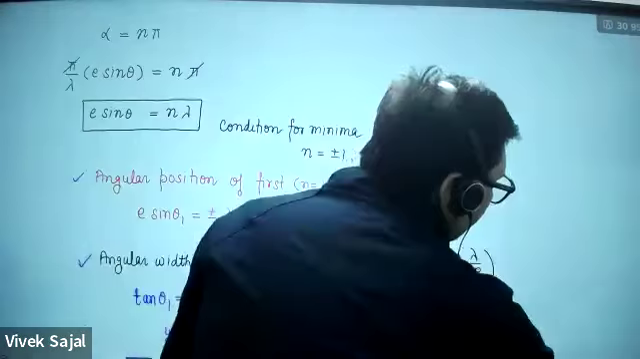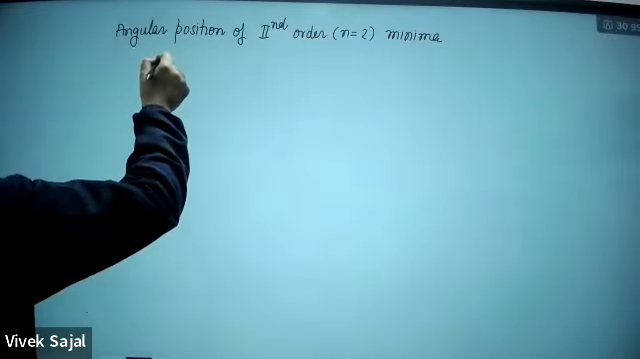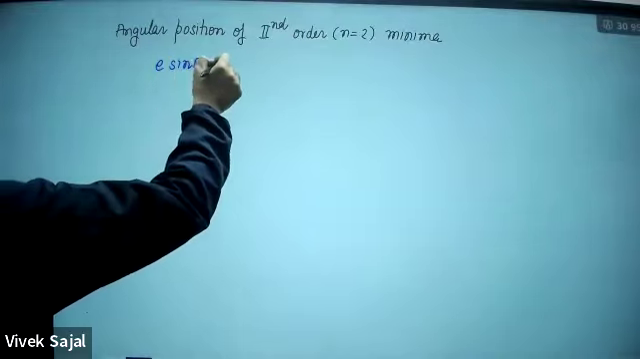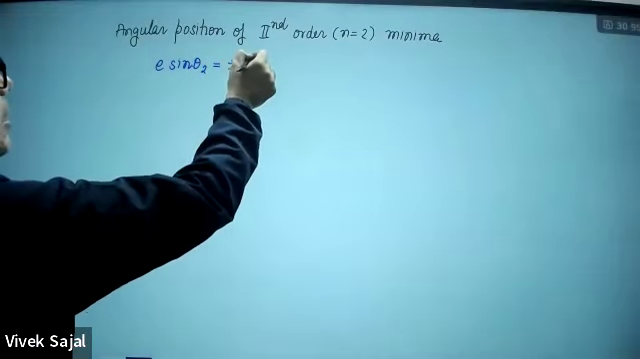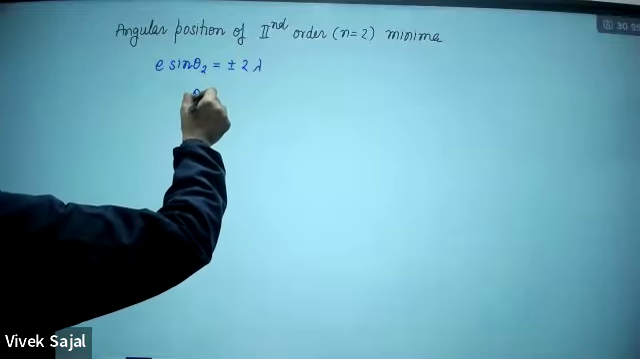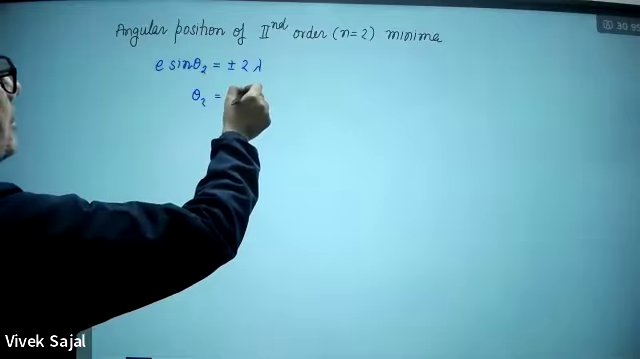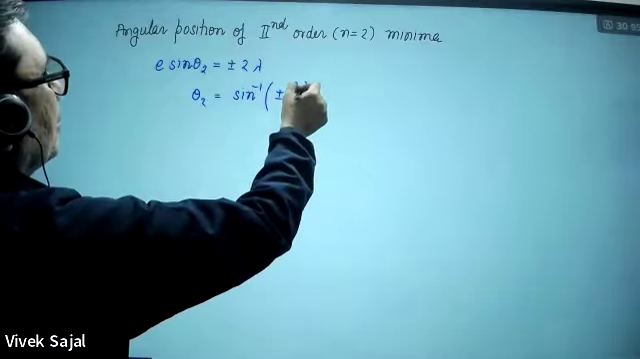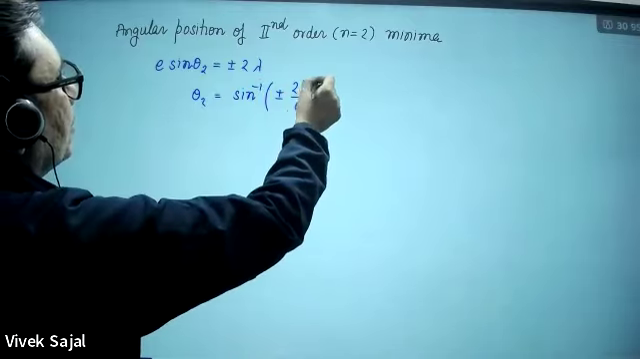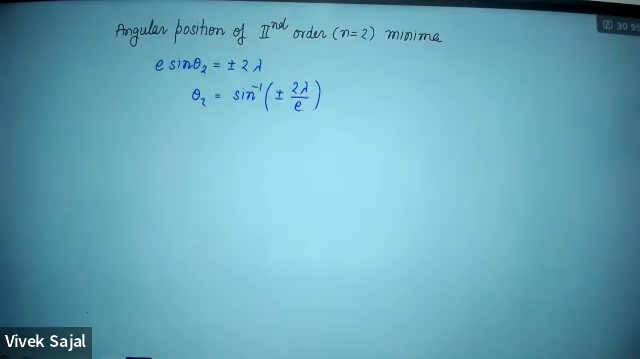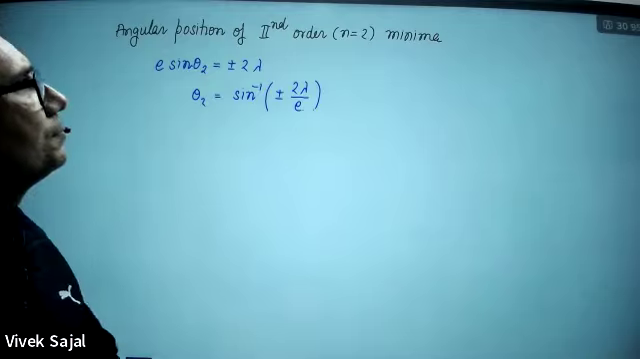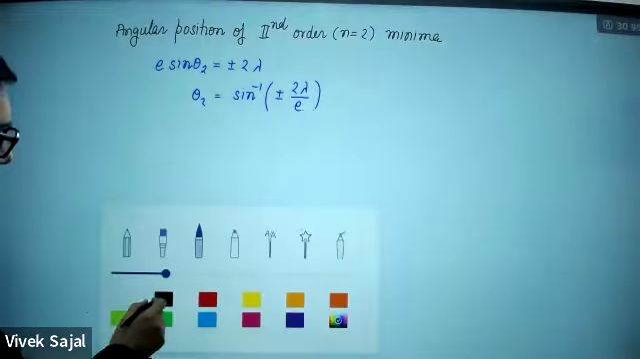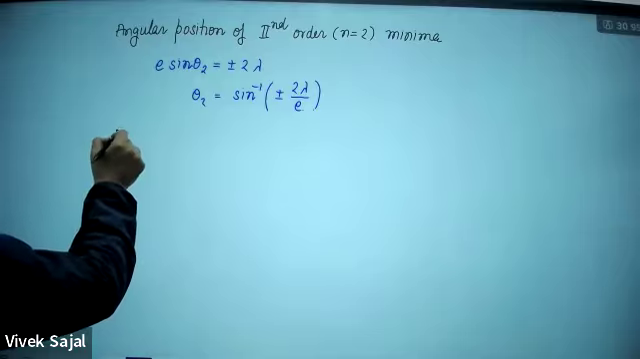So what will be theta 2? a sine theta 2 will be plus minus 2 lambda on both sides. So theta 2 will be sine inverse plus minus 2 lambda upon a. This will be the angular position of second order minima, sorry, not maximum. Now, next, you want to find out the angular width of first order maximum.